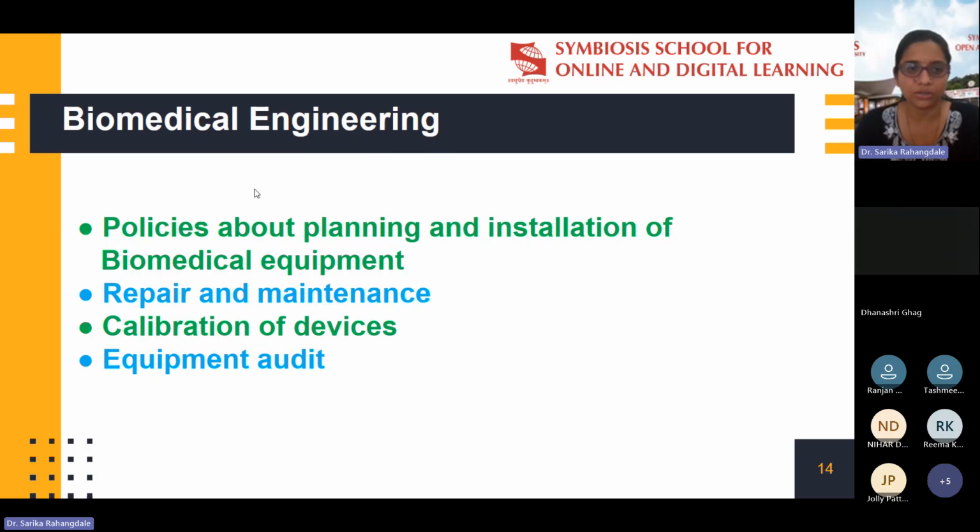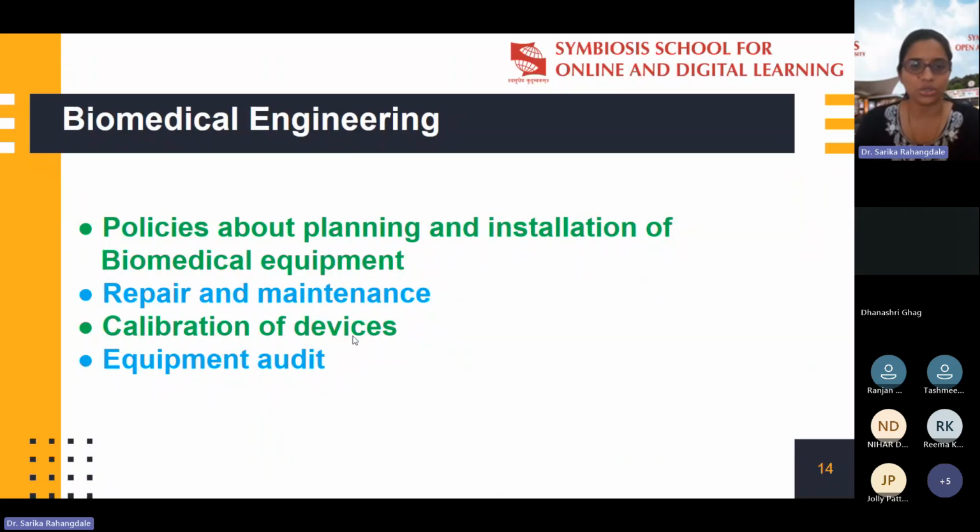Okay, so under this biomedical engineering heading, we will be observing the planning and installation of biomedical equipment, repair and maintenance, calibration of devices, and the equipment audit. You have to visit the biomedical engineering department of your hospital. First we'll talk about the planning and installation of biomedical equipment. Under this heading, we will talk about inventory and documentation, commissioning and acceptance, monitoring of use and performance, and maintenance of the equipment.